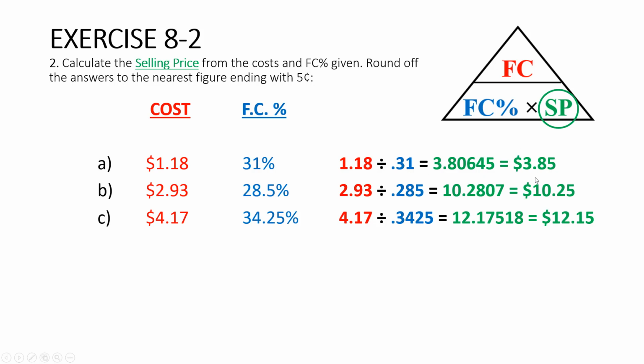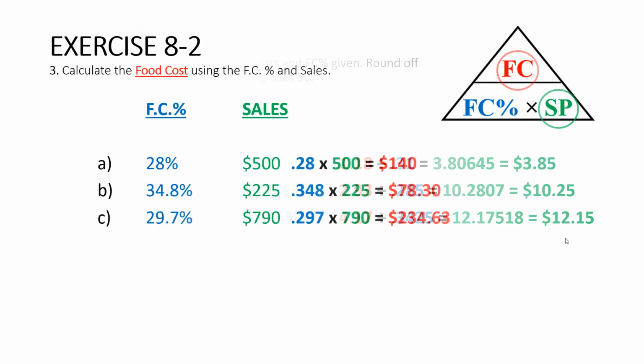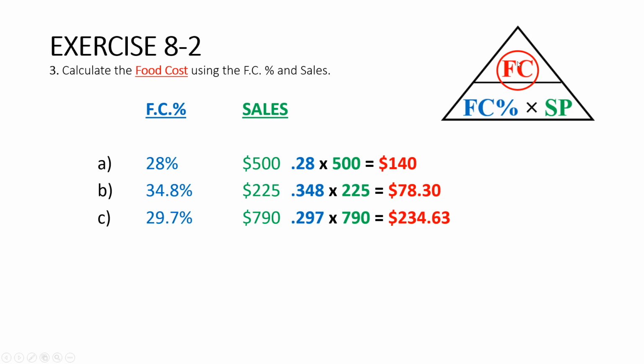Our first example, $3.85. Take the food cost of $2.93 divided by the food cost percent of decimal 285, and we get a rounded answer to the nearest number ending in 5 cents of $10.25. And the last example, our food cost of $4.17 with a food cost percent of 34.25%, or its decimal equivalent, decimal 3425, rounded off to the nearest 5 cents, or the nearest number ending in 5 cents, $12.15.